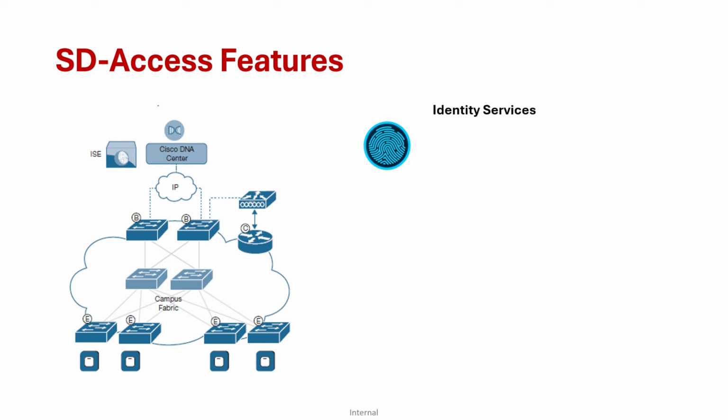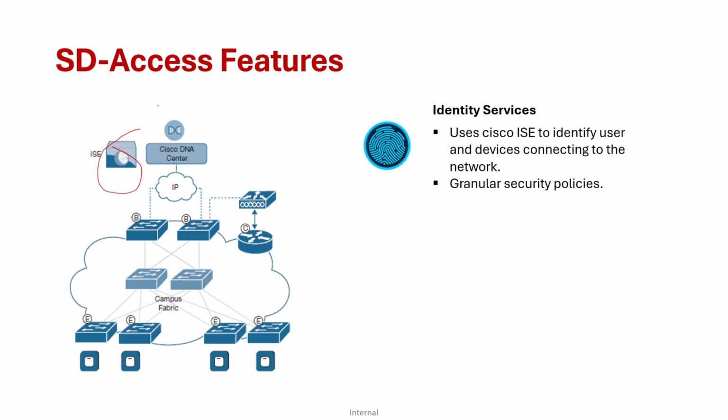Another feature is identity services. With Cisco Identity Services Engine, like this one shown here, we'll discuss the components in an upcoming session, in the later slides. With Cisco ISE, SD-Access identifies users and devices connecting to the network. It also allows for granular security policies based on different user roles, not just IP addresses.